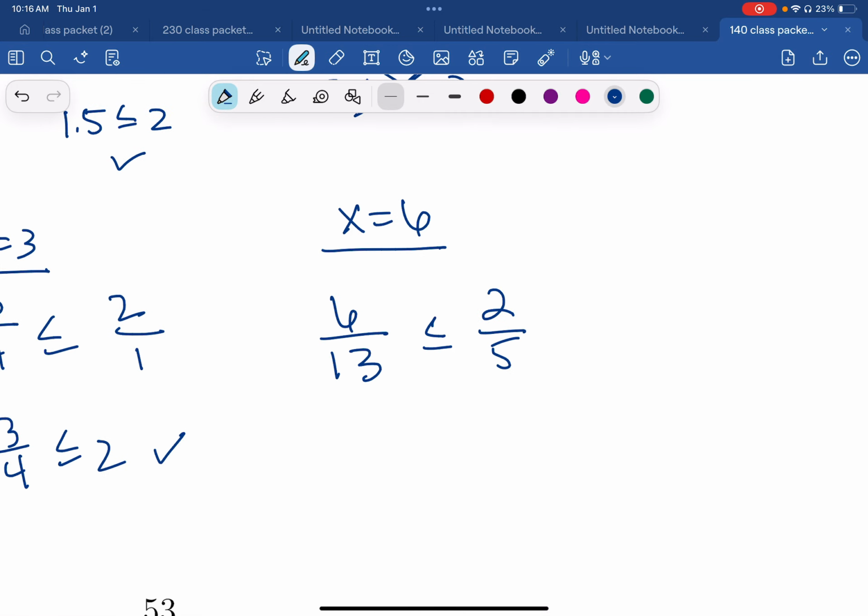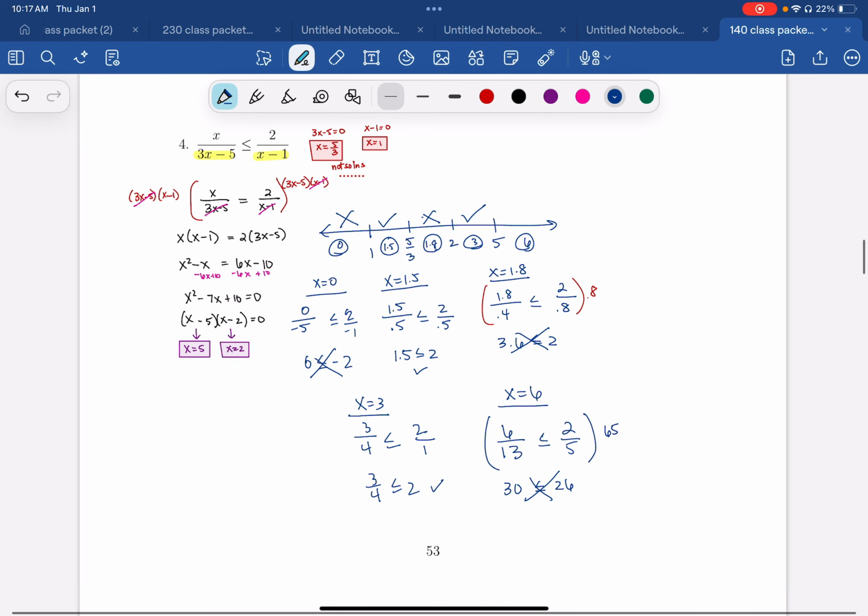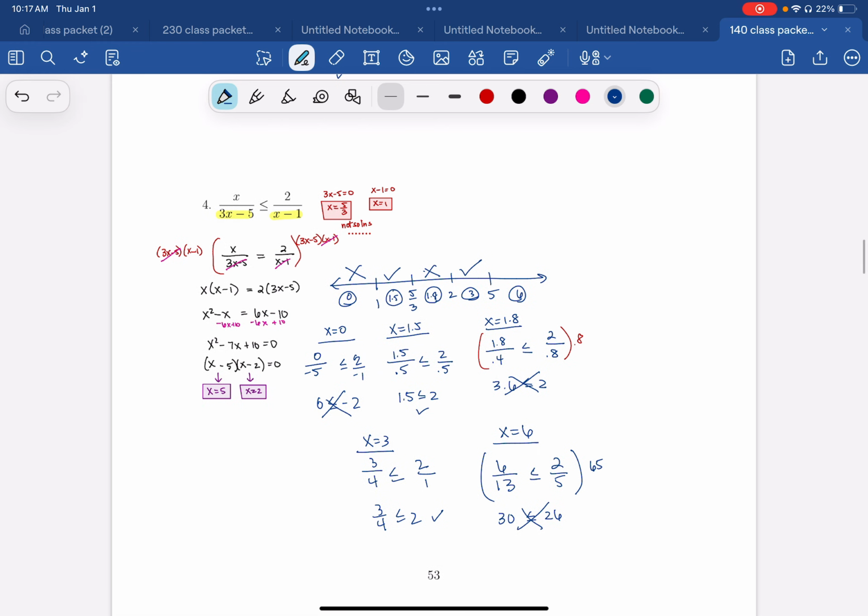And let's see. We would need to multiply this by a number that would clear the 13 and the 5. So that's going to be 65, I think. And when we do that, we're going to get 30 is less than or equal to 26, and that's not true. Again, you can just plug those into a calculator and see what they come out to be. 2 over 5 is 0.4, and 6 over 13 is going to be something bigger than that. And so we're going to end up here with no on that last interval.